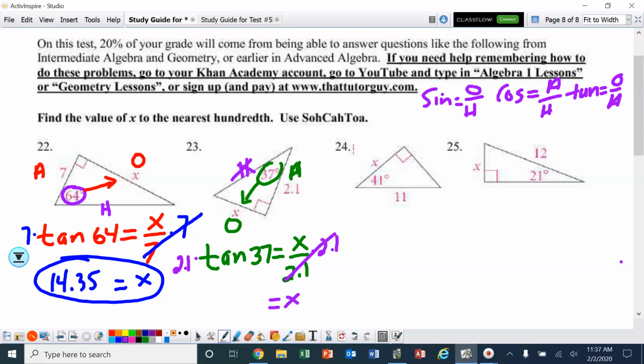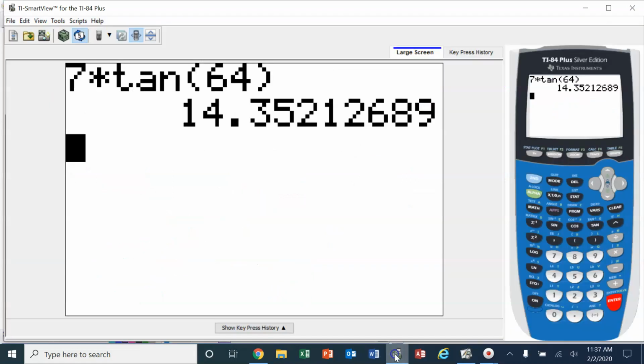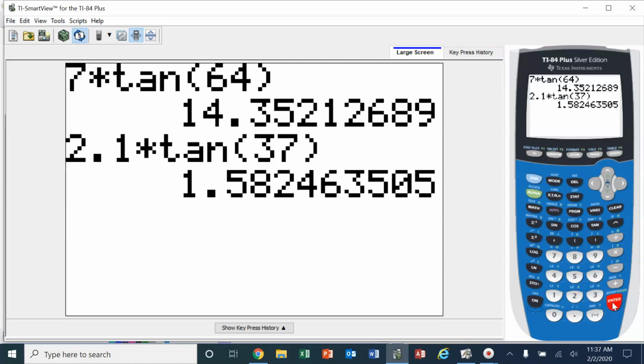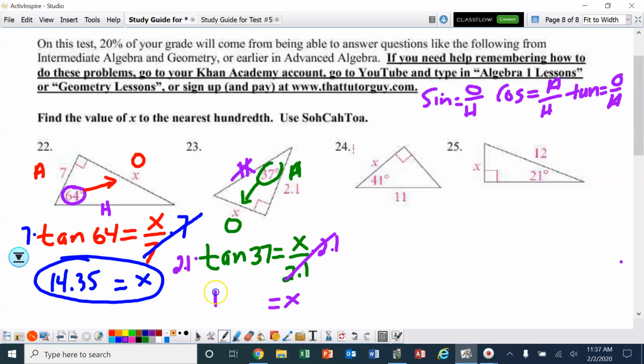All right, so on our calculator, we're simply going to go 2.1 times tangent again of 37 degrees, and we get 1.58. Okay, continuing.